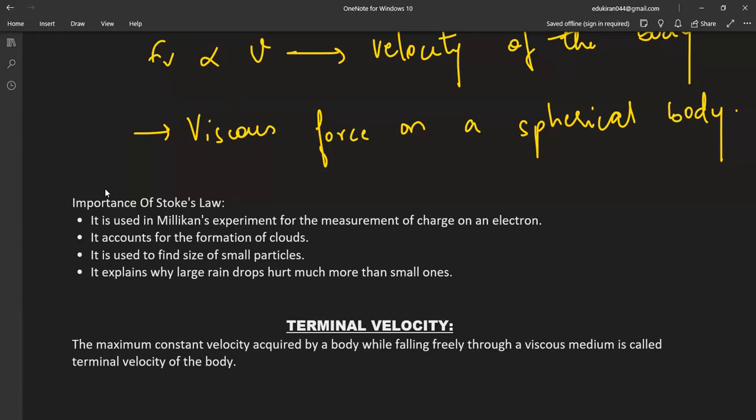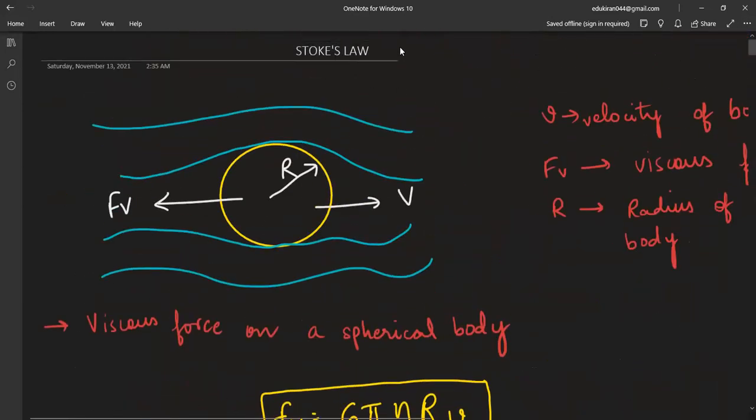I would suggest you read this portion from NCERT, the importance of Stokes' law, a little in detail, because application-based questions can come. Quickly note it down, then I'll discuss terminal velocity with you. Stokes' law is just this.